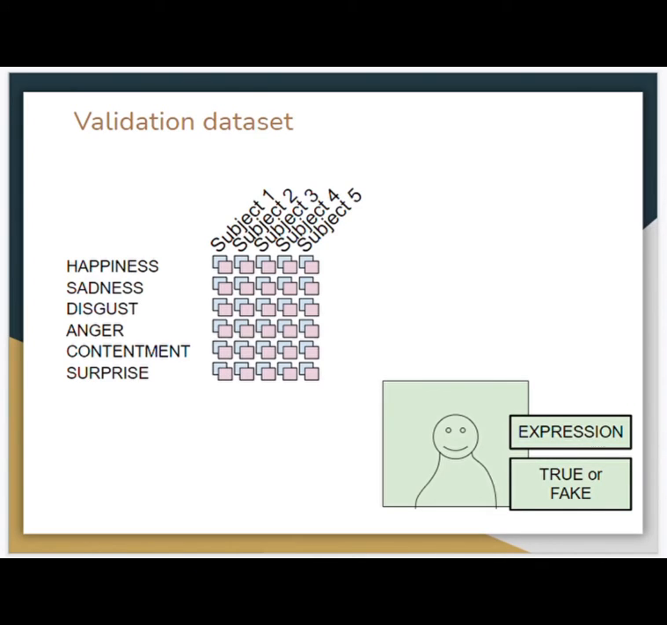The validation dataset was released at the same time, but only with the expression label. For the final phase of the challenge, they released the true-fake label of each validation video. At the same time, they released the test dataset, again only with the expression label. The true-fake labels for these videos were never released.